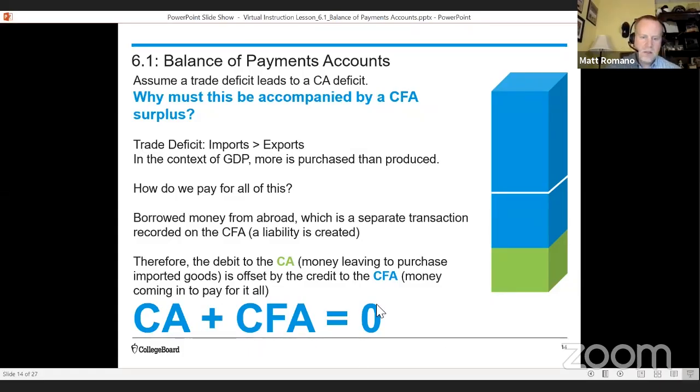And again, it all comes down to this equation. It comes down to this equation, and it comes down to the term balance of payments.